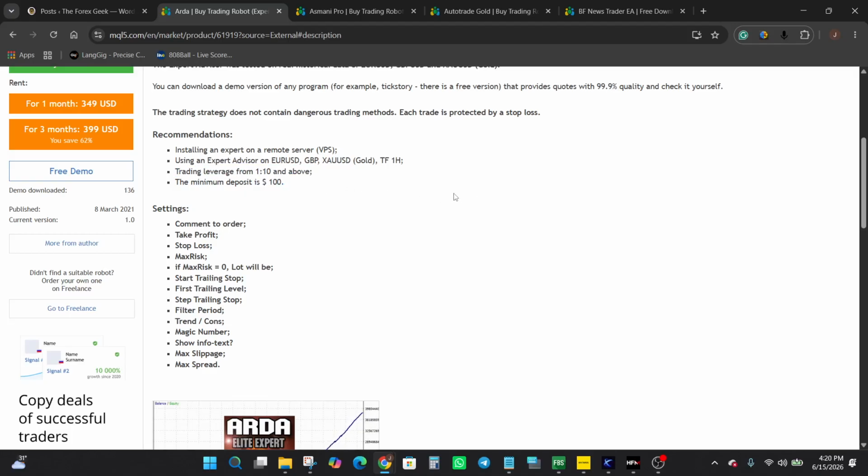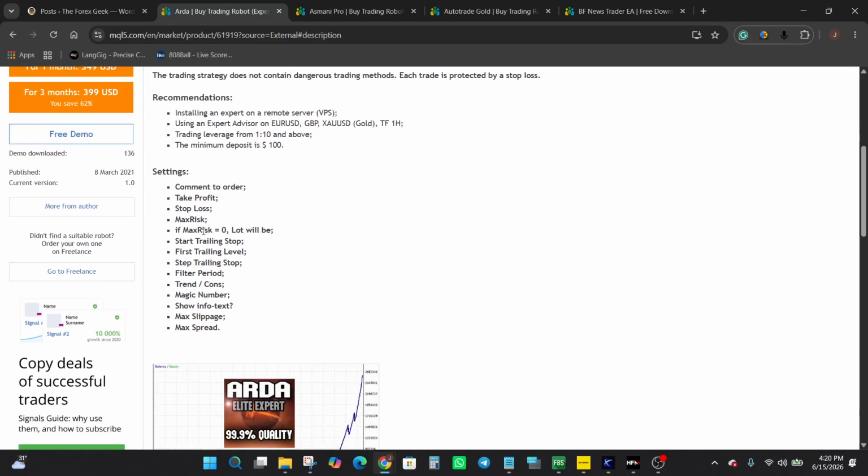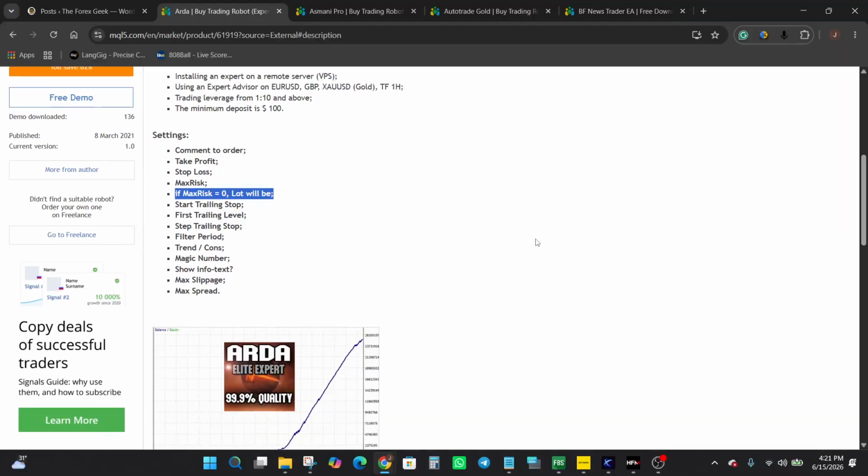Moving into the settings section, we can see that the EA provides configurable parameters such as take profit and stop loss values, which allow traders to define trade management preferences. There is also a max risk parameter along with lot size controls depending on how the user chooses to configure risk management. The EA includes trailing stop functionality as well. Settings such as start trailing stop, first trailing level, and step trailing stop give users additional flexibility when managing open positions and locking in gains as trades move in their favor.